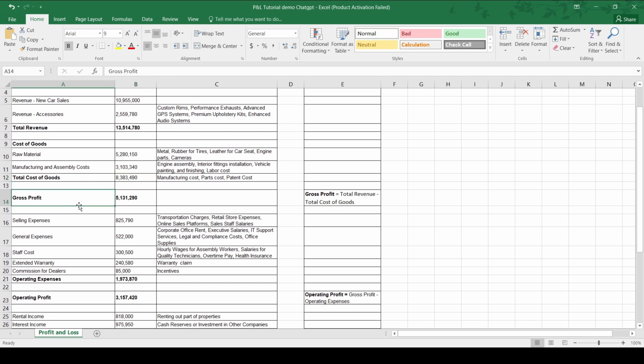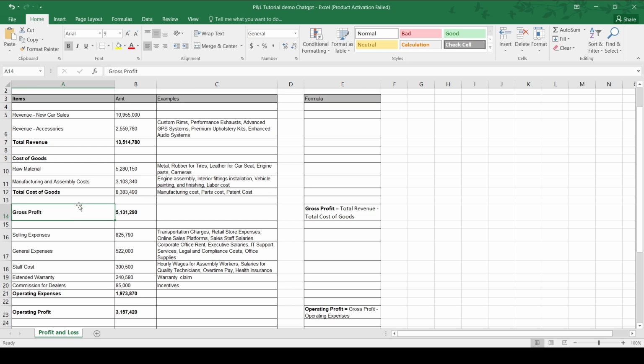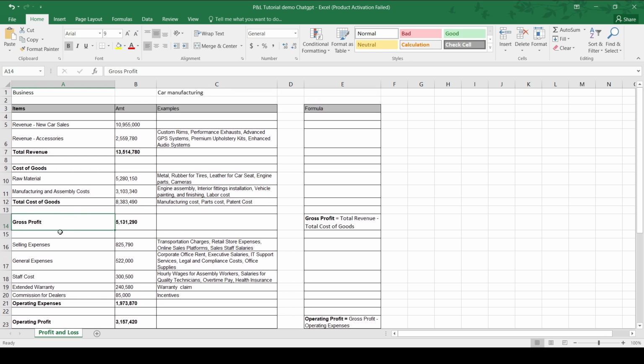Then we calculate our gross profit. What is gross profit? Gross profit is the difference between the total revenue and the cost of goods sold. It tells us how much money the company makes from its core operation after accounting for the direct cost of producing the cars. To put it simply, gross profit represents the money left after covering the costs that go directly into making the cars. Here's how we can calculate gross profit. When you subtract total cost of goods from total revenue, you get gross profit. Here you can see the formula of gross profit.